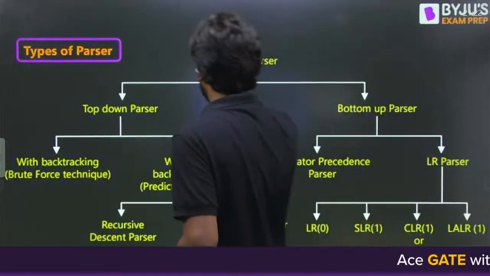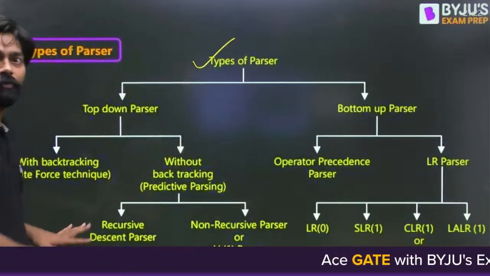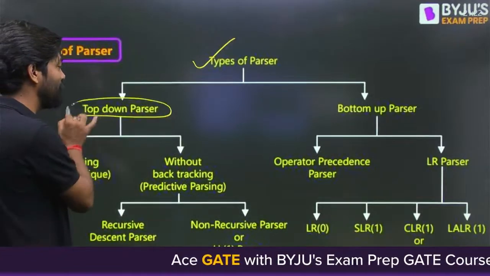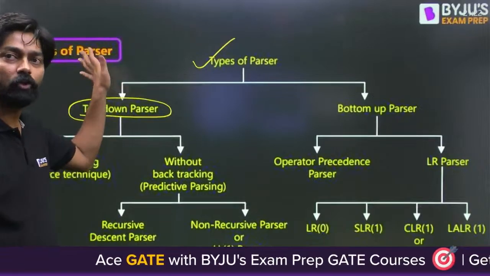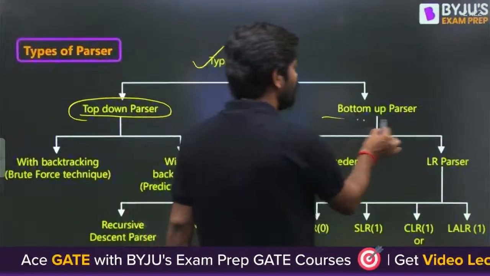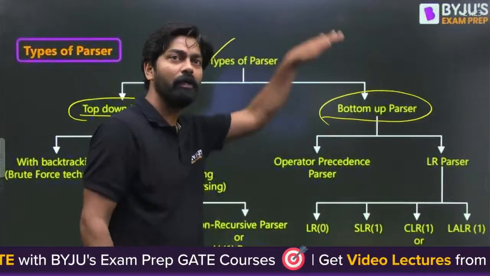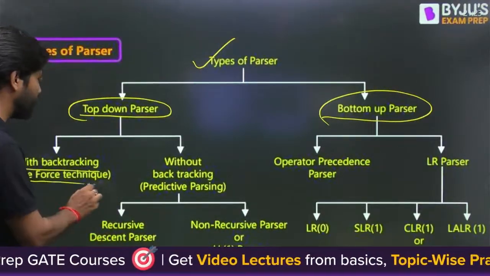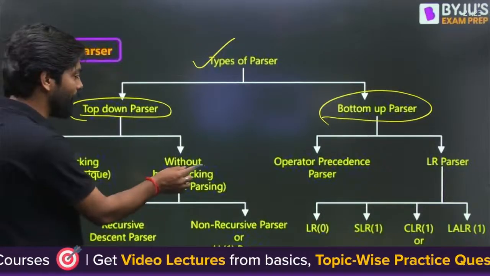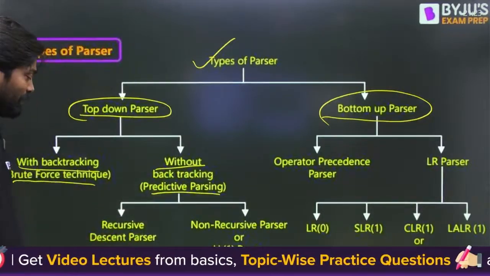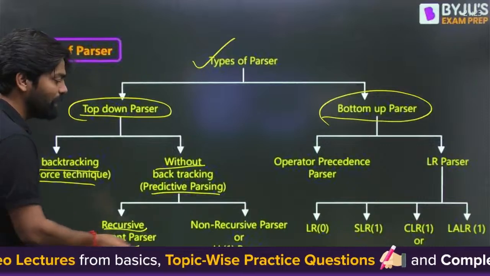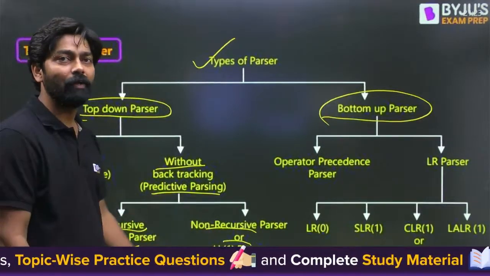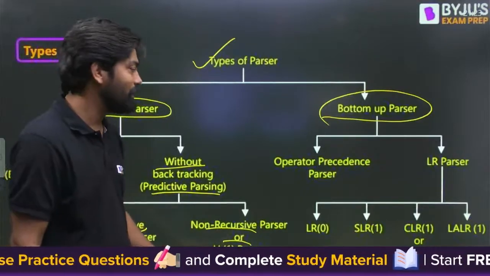Now, this one we will see tomorrow also. Based on that, a question has already come in the exam. See, we have two types of parser. Top-down parser starts from the start symbol and goes to the string. Bottom-up parser starts from the input string and goes to the start symbol. In top-down, we have with backtrack, that is the brute force technique, and without backtrack, that is called predictive parsing. It is of two types, recursive descent parser and non-recursive descent parser, which is nothing but LL1. We'll see tomorrow what LL1 is.